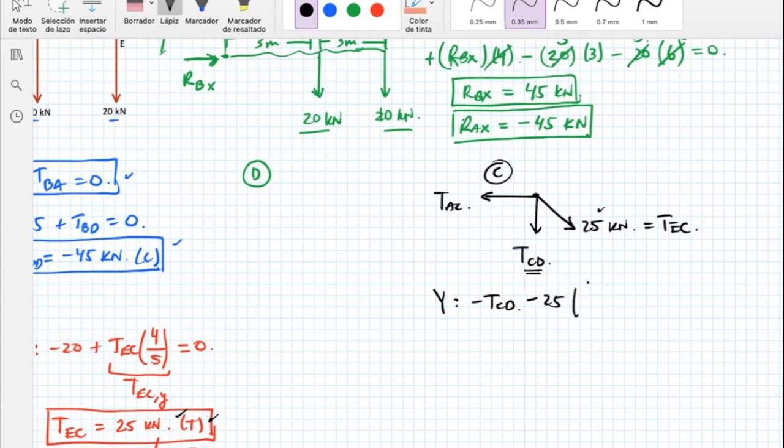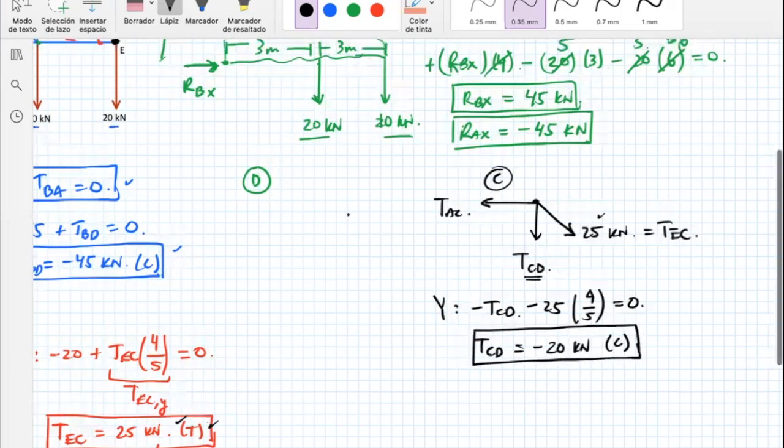Therefore, I need the vertical part, so 4 divided by 5, and this equals 0. I always use vertical parts or horizontal parts instead of sine or cosine, and that's my take on this one. With this, if I'm doing these things correctly, TCD is minus 20 kilonewtons. So this member is in compression. Okay, so we have another one.